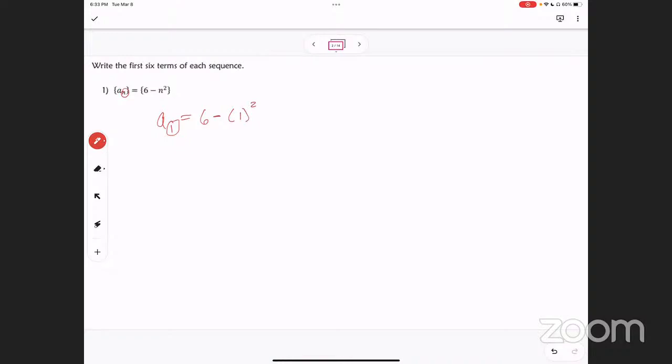It's kind of like saying f of x equals 6 minus n squared, and then to find f of 1, remember function notation? It's kind of just like that. It's a different type of notation. So this would equal 6 minus 1 squared, which is 5. You just square the 1 first, and then you do 6 minus 1. So that's the first term.